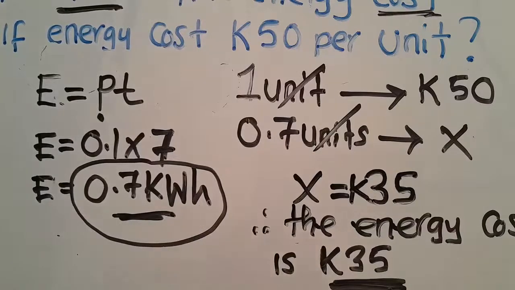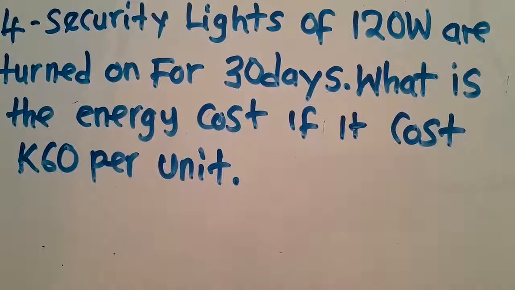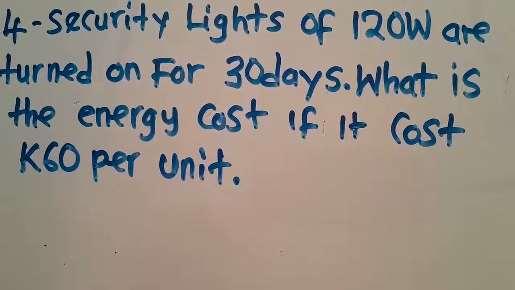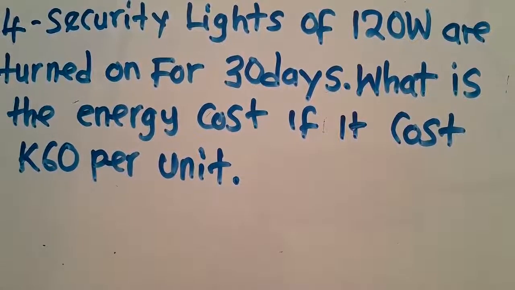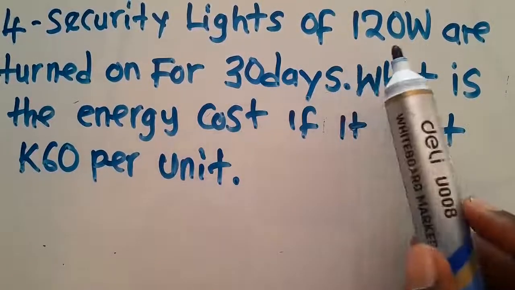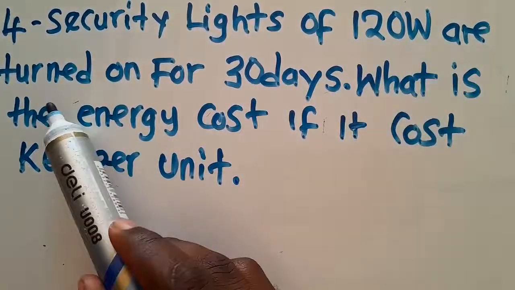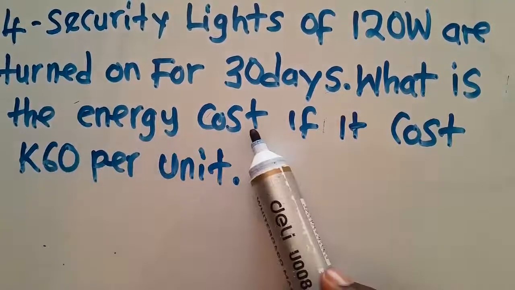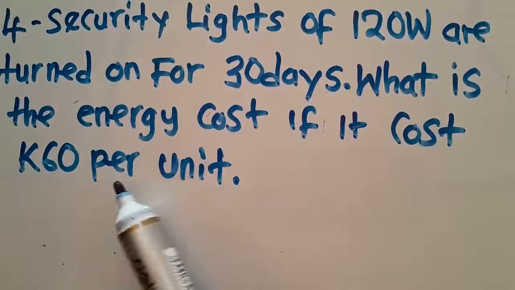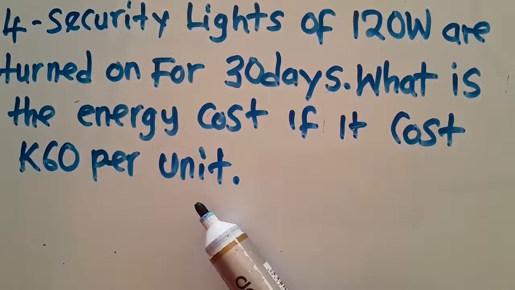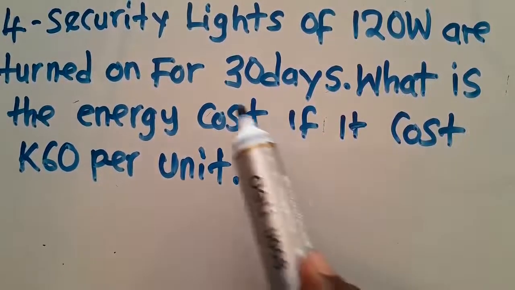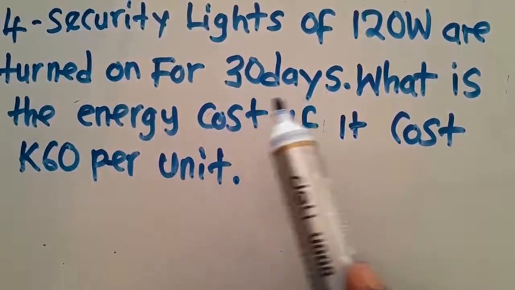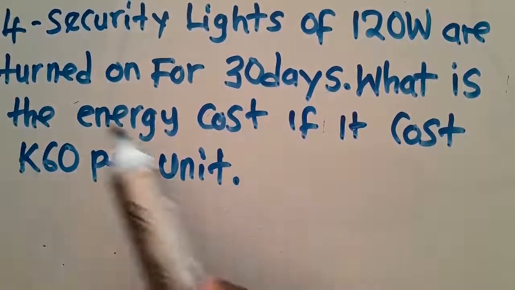Let us look at another example. This is another question that I want us to discuss together. Once you understand this question, then everything will be easy. The question is saying, 4 security lights of 120 watts are turned on for 30 days. What is the energy cost if it costs 60 kwacha per unit? So they want you to calculate the money that we are going to spend for 30 days. This is a month.